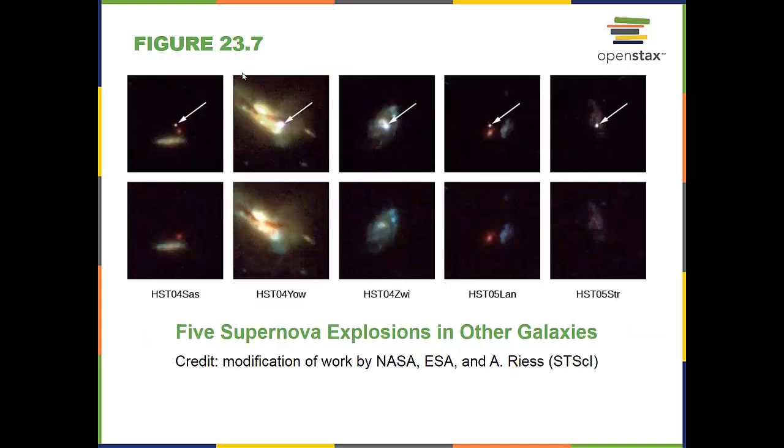Here are supernovae seen in other galaxies. For a day or two, they shine brighter than all the other stars in that galaxy put together. Notice that some of these don't even appear to lie inside a galaxy that we can see. The rest of the galaxy, or that part of the galaxy, is so faint that we don't see it.